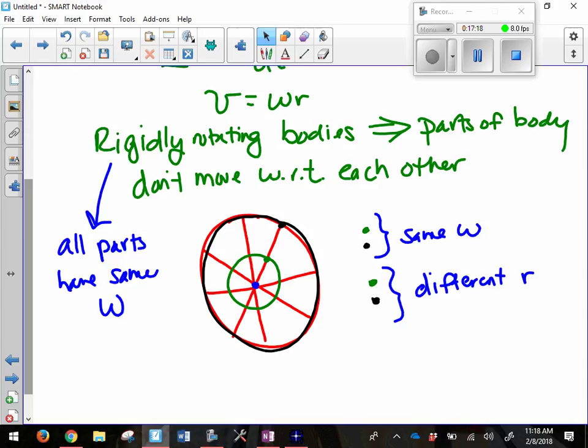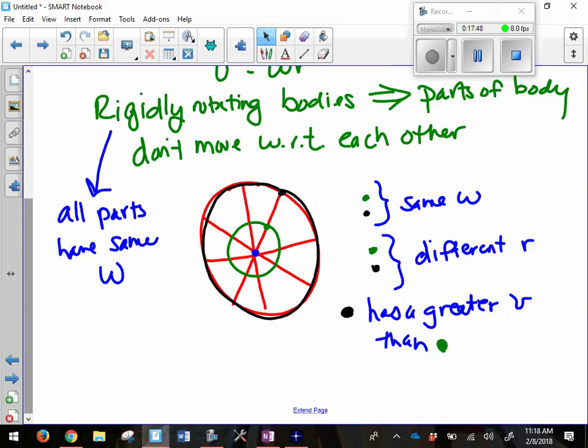But remember, if they have the same omega, they have to go all the way around that circle in the same amount of time. So which dot goes faster? The outside one. So my black dot has a greater linear velocity than my green dot. So they're both going to go around, and this is the part that should make your mind freak out. They're both going to take the same amount of time to go around, but the black dot moves faster than the green dot.